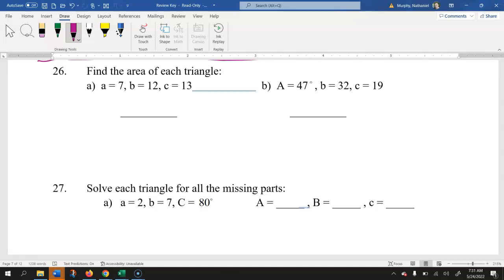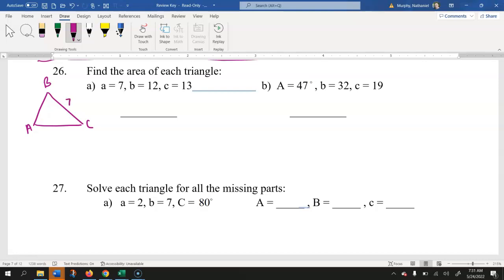So for the first one, they give you three sides of the triangle. So let's just draw a triangle so we can see what we're working with here. Again, we're just using this as reference. When you're drawing a triangle, you don't have to worry about it being accurate with your different sides. So I'm just going to label them. Remember this, the lowercase letters are across from the angles with the capital letters.